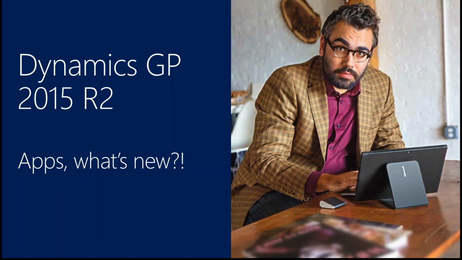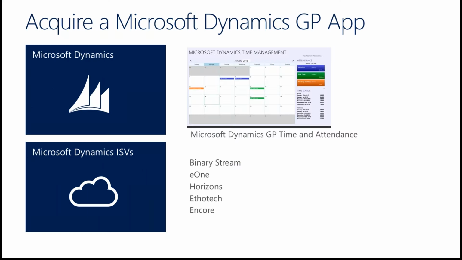So I mentioned that we had some new apps that are available in GP 2015 R2 and availability to apps. So what's new? So I mentioned the time and attendance app that's available from the Microsoft Store, but there's also some ISVs who have already created apps that can give you access to entering data on iPhones, Androids, any of the other platforms that we mentioned earlier. Some of those ISVs are shown here in this list.